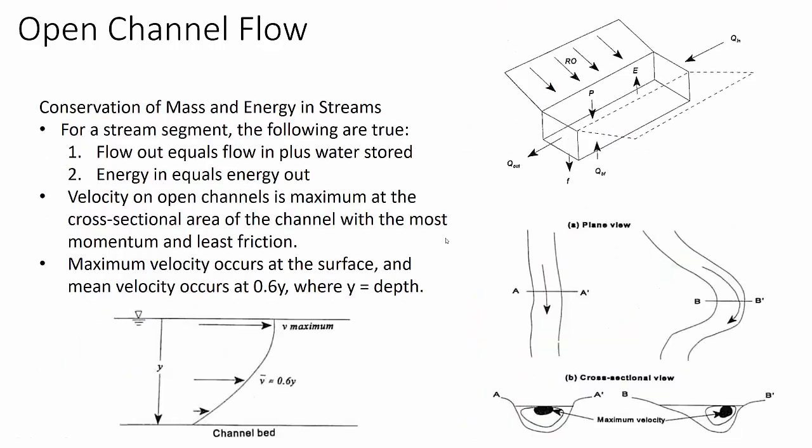Conservation of mass and energy for a stream segment: flow out equals flow in plus water stored. Energy in equals energy out. Velocity on open channels is maximum at the cross-sectional area of the channel with the most momentum and least friction. So if we look at these two different channels, think of a channel as this box where water's coming in from the watershed, some rain's falling on it, depending on the size of the river. For the rivers we deal with, mostly they're smaller than this. Water's coming in from upstream, water's going out downstream.